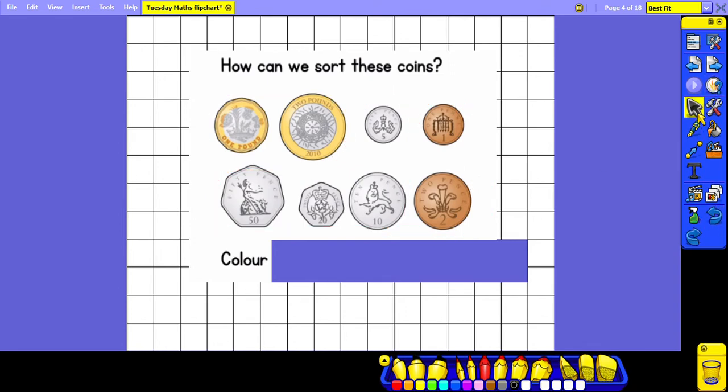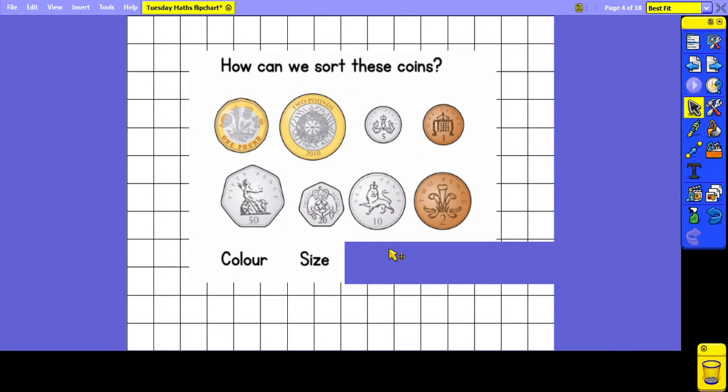We can also sort them by their size. So looking at these coins here, we can see that some of them are quite large, like the £2, the 50 pence, the 2 pence and the 10 pence, and some of them are quite small, like the 5 pence and the 1 pence.